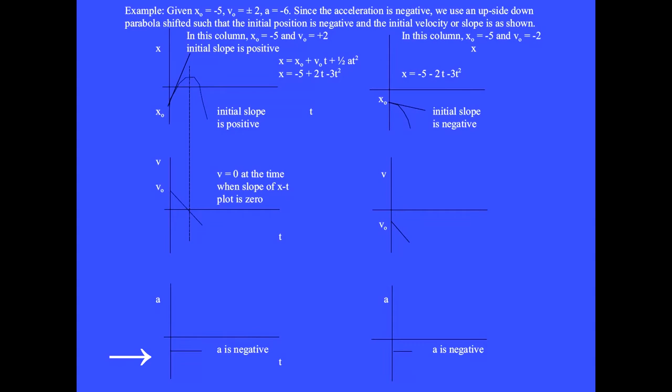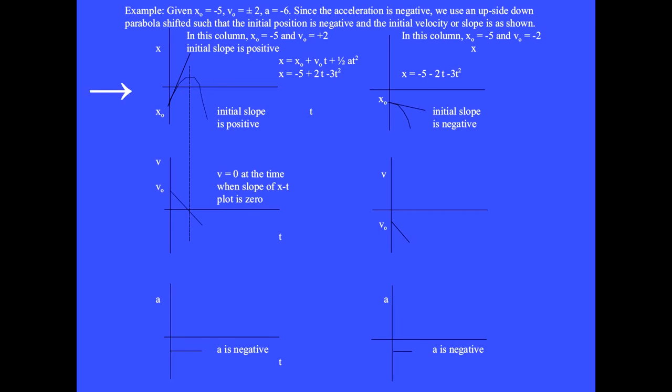In this example, the constant acceleration is negative, and this means that the plot of position versus time will be an upside-down parabola. In this plot, we're given an initial velocity of plus 2 meters per second, while in this plot, the initial velocity is minus 2 meters per second.